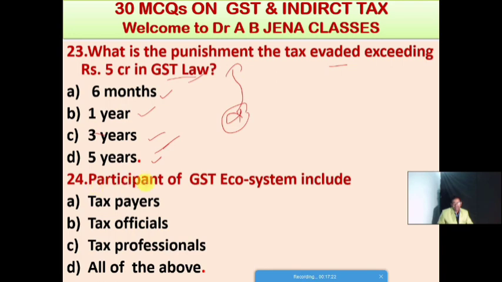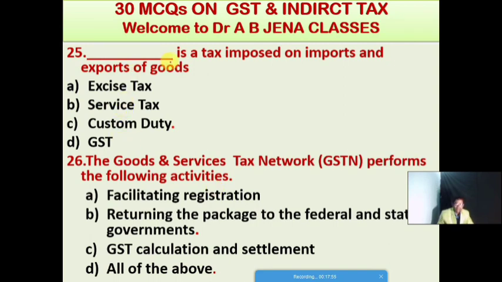Next one MCQ. Participants of GST ecosystem include: A, taxpayers; option B, tax officials; option C, tax professionals; D, all the above. So, dear friends, the right option for this MCQ is D. The taxpayers are participants, tax officials are participants, tax professionals are participants of the GST ecosystem.